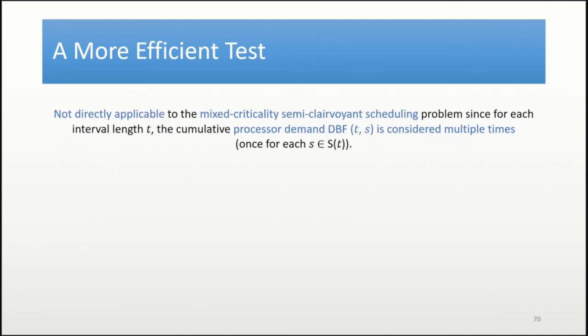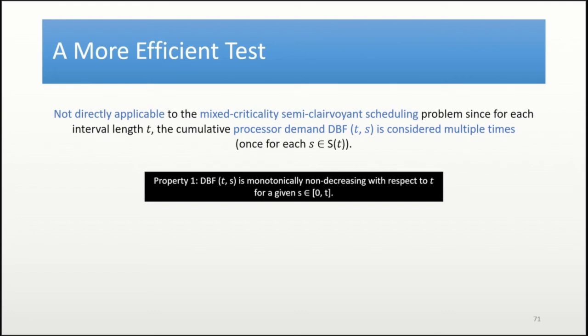Unfortunately, this insight cannot be applied to our problem directly because we need to consider the cumulative processor demand dbf of t, s multiple times, once for each s in S of t, for a given interval of length t. We thus derive some properties of the demand-bound functions that will let us formulate a modified QPA strategy that is indeed applicable to semi-clairvoyant schedulability analysis.